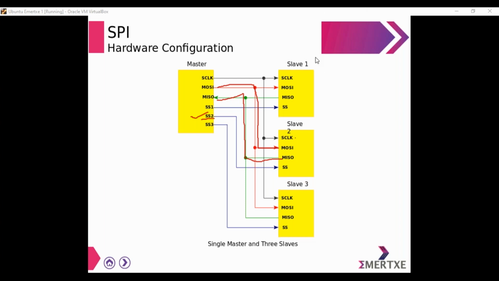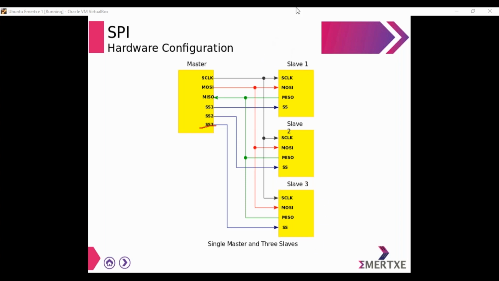Now similarly, if the master wants to communicate with slave 3, what will the master do first? It is going to select slave 3 with the help of slave select line 3. Slave 3 will be selected. Clock pulse will get generated. MOSI will work. MISO will work. So that is the hardware configuration which happens when a master wants to communicate with a particular slave.